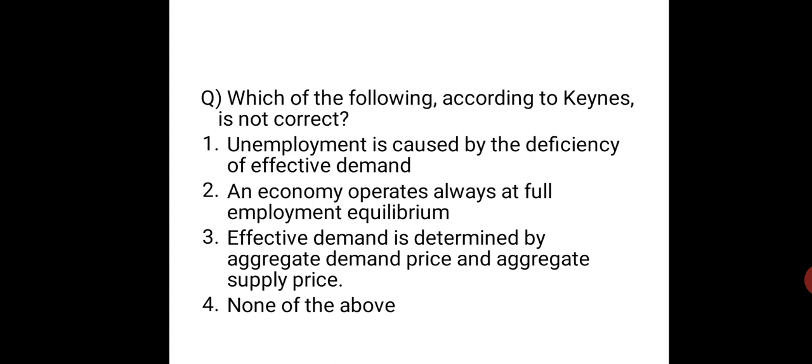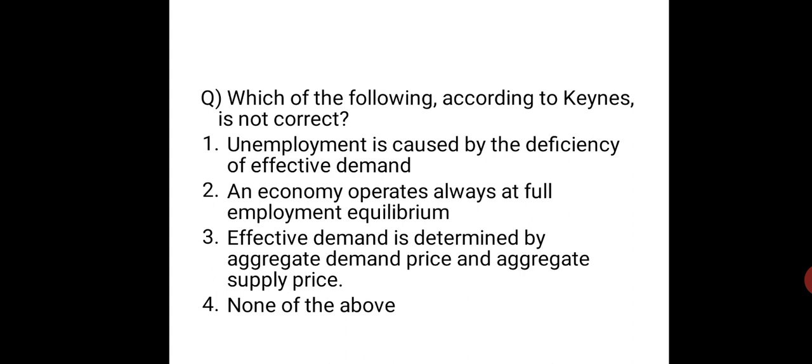Which of the following according to Keynes is not correct? Unemployment is caused by deficiency of effective demand. An economy operates always at full employment equilibrium. Effective demand is determined by aggregate demand price and aggregate supply price. This is kind of repetition. We know that Keynes believed that the basic reason for unemployment is lack of demand. So the first one has to be correct. It cannot be wrong.